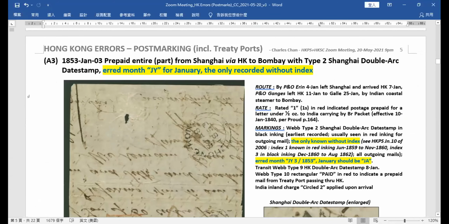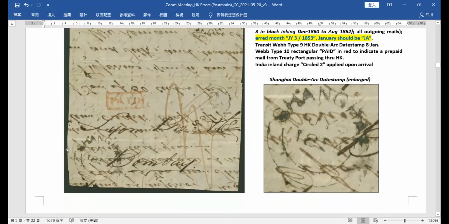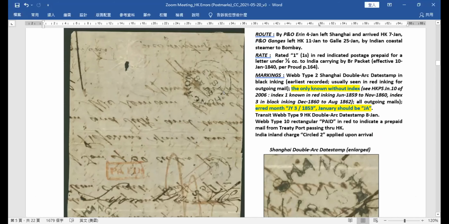This one concerns the type 2 Shanghai double arc day stamp with the month error JY for January. It is also the only record without index for this day stamp used in Shanghai. It is the paid rectangular mark in red applied in Hong Kong for a prepaid mail from Treaty Port to Hong Kong. The rate marked is 1 shilling. It is the Hong Kong type 9 day stamp, clearly reading 8 JA, January 8.